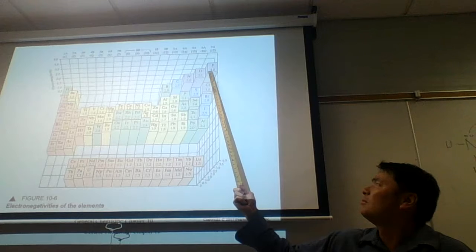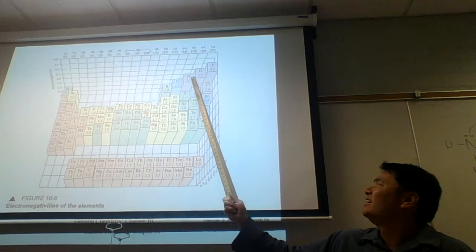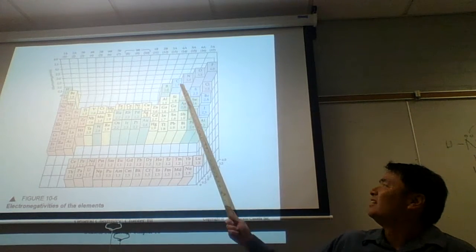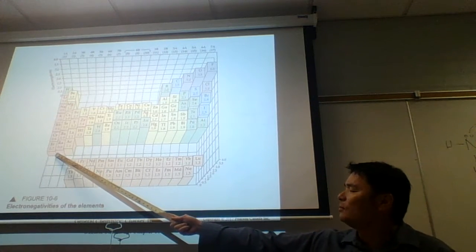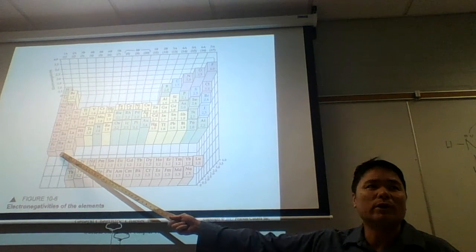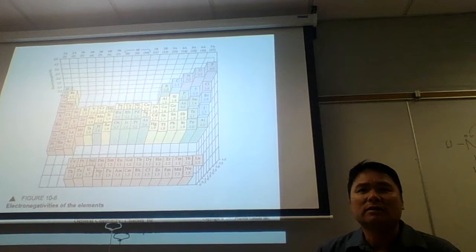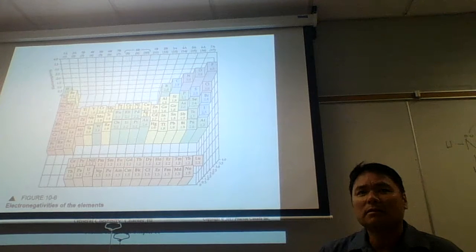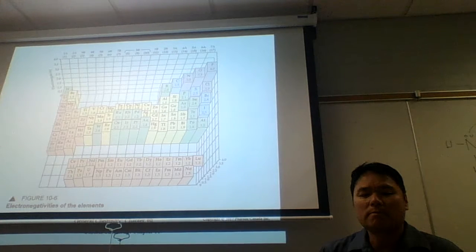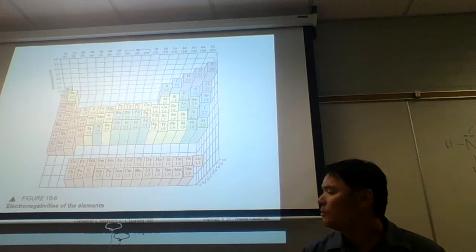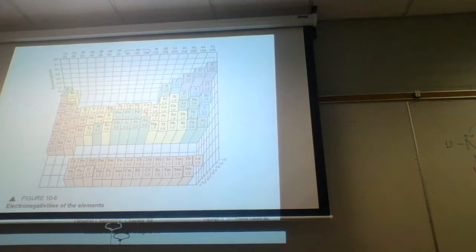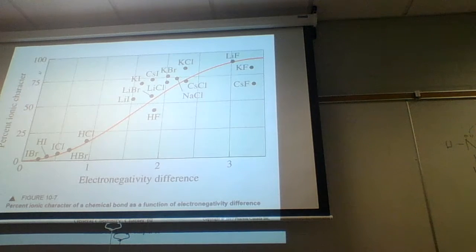And fluorine's going to be the highest here, followed by oxygen, and the nitrogen and chlorine look to be tied here. The lowest electronegativity would be francium at 0.7. So what we're going to do is look at the electronegativity difference. Electronegativity difference is how strongly the atom can attract electrons.